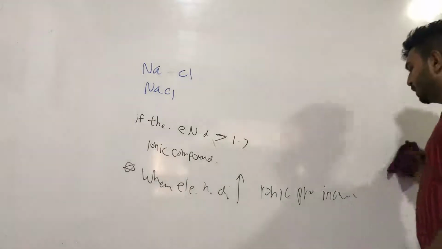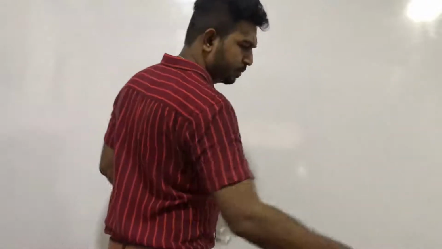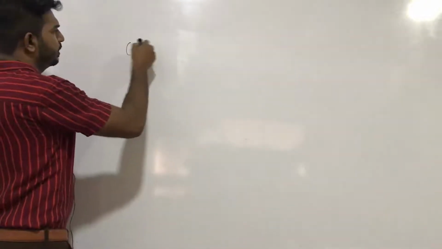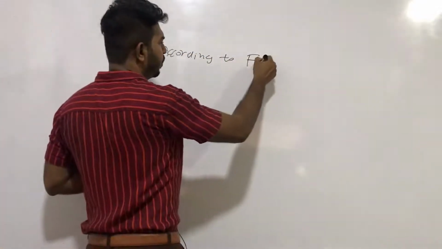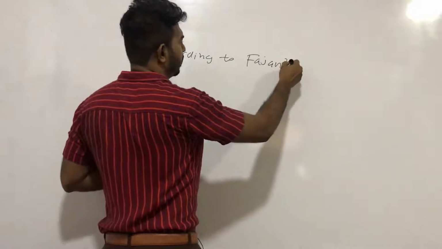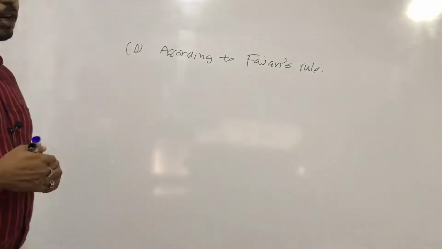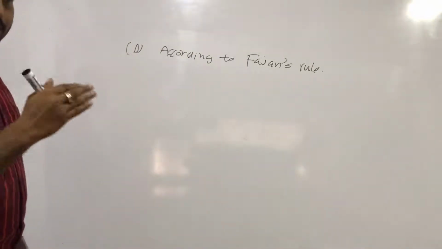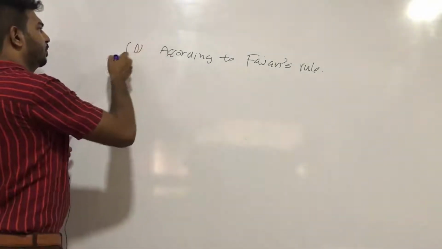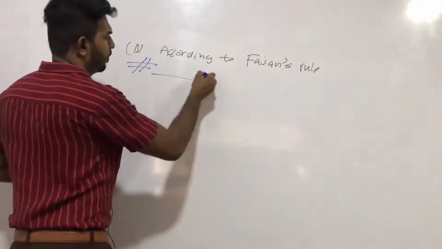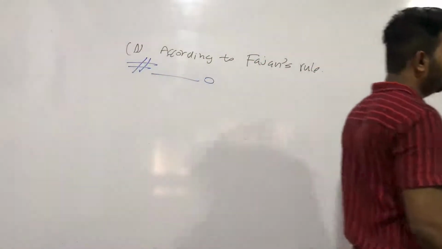But the next one is the most important one. The second one is according to Fajan's rule. We call this Fajan's rule, and there are many names in many books. So put the topic second one, the most important one: according to Fajan's rule.